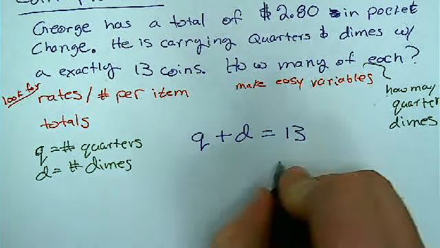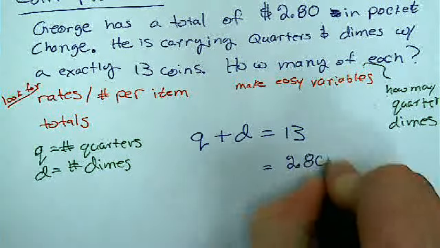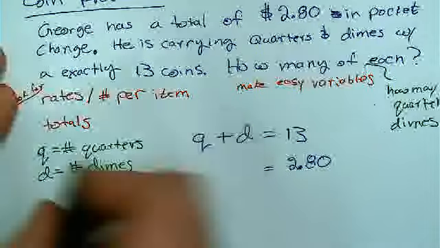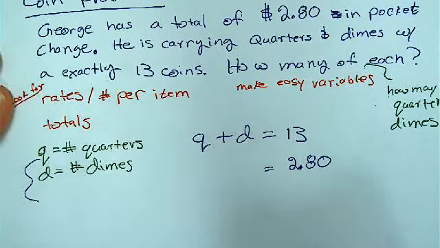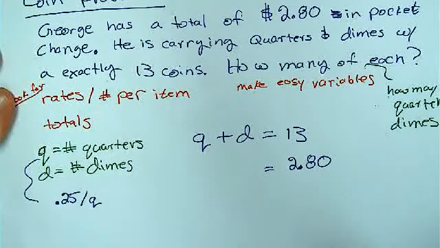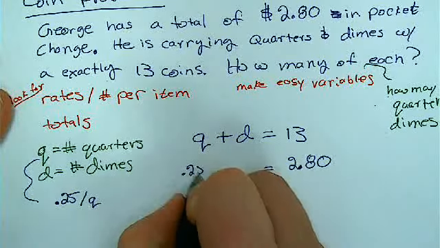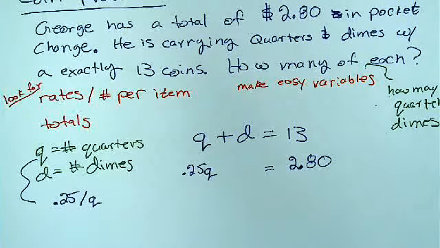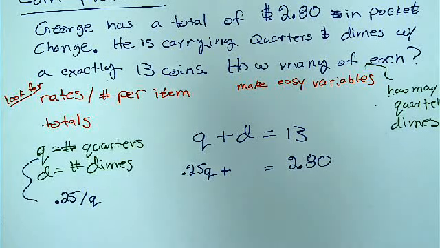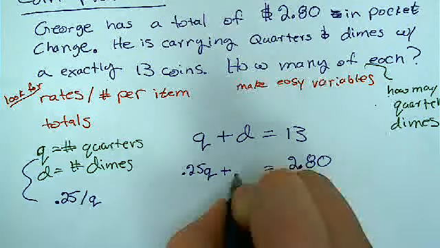We want to end up at a total of 280. How do I get there? Are there any rates I'm looking at? Yeah, how much is a quarter? Okay, it's 25 cents per quarter, right? That's a rate. So 0.25Q is how much money I have in quarters. What am I going to add that to? 10 cents. Not just D. 10 cents, 0.1 times D.